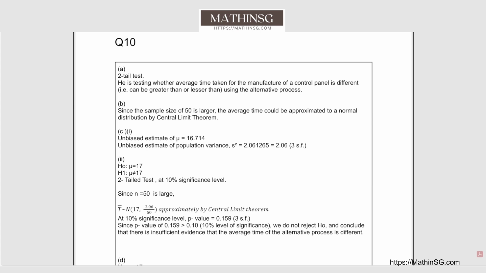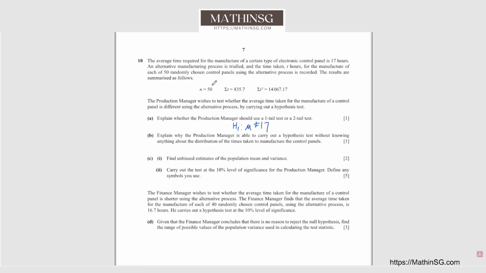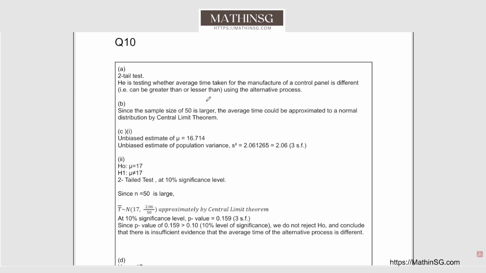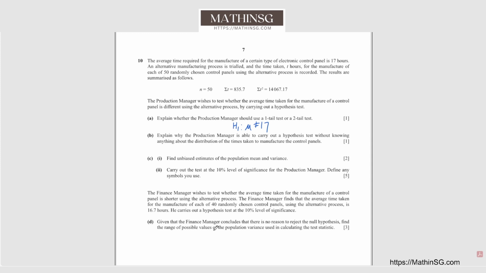Since the sample size is 50, which is more than 30, the average time could be approximated to a normal distribution by central limit theorem. So memorize this, it comes up very often. Next, part C, part 1, find the unbiased estimate of the population mean and variance.